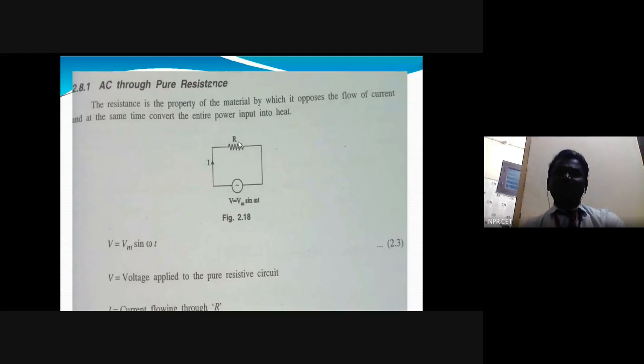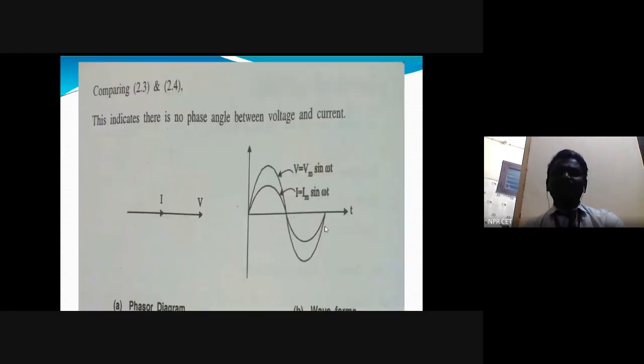This is the circuit containing pure resistance. Resistance is the property of a material by which it opposes the flow of current, and at the same time converts the entire power into heat. If resistance is connected in the circuit, the voltage is V equal to Vm sin omega t, where V is the voltage applied to the pure resistance circuit and I is the current flowing through resistance R. There is no phase angle between voltage and current.